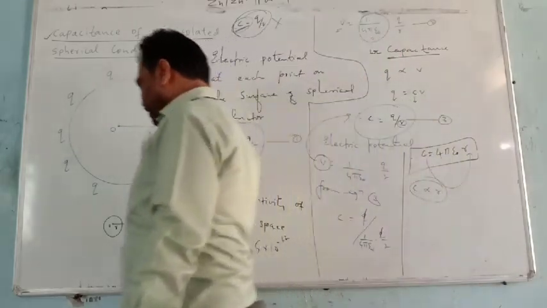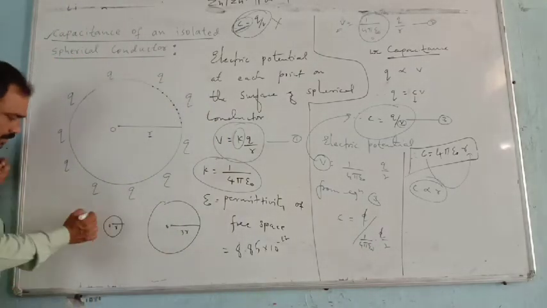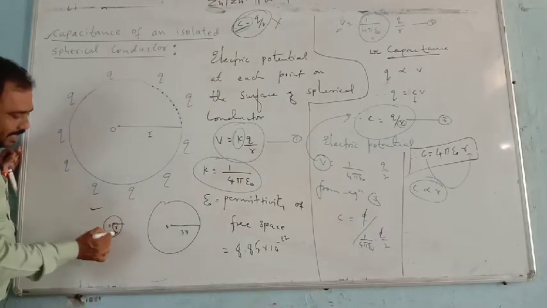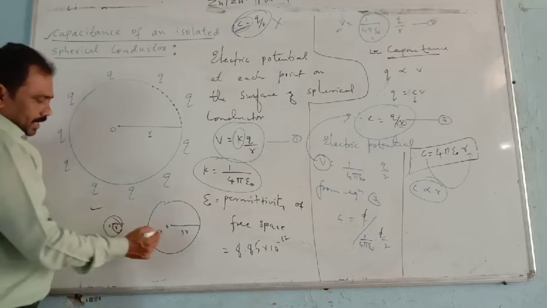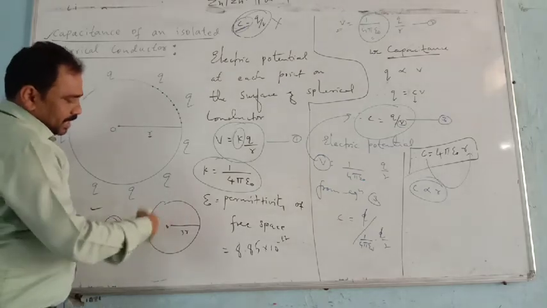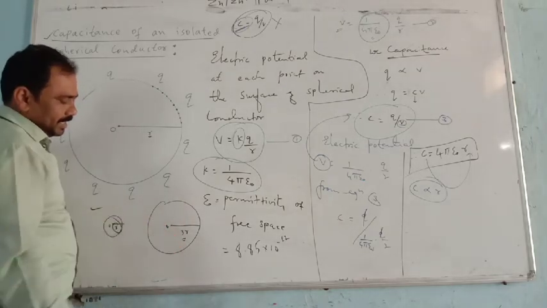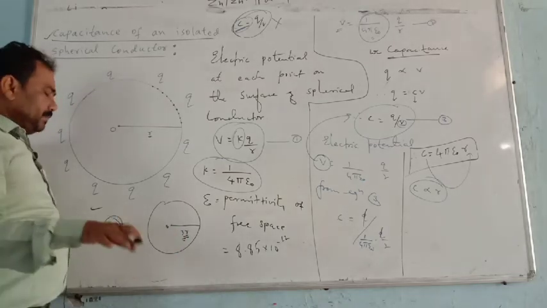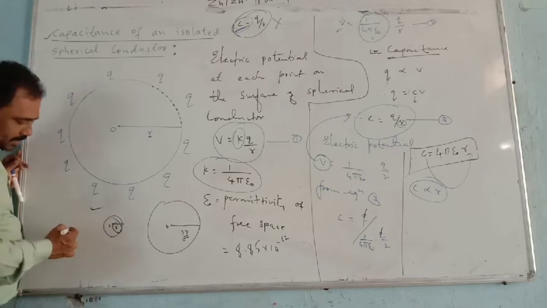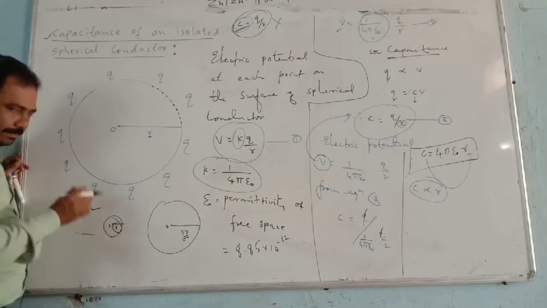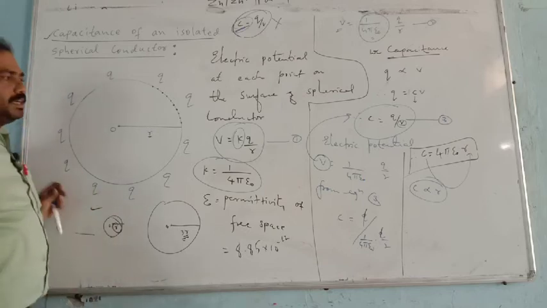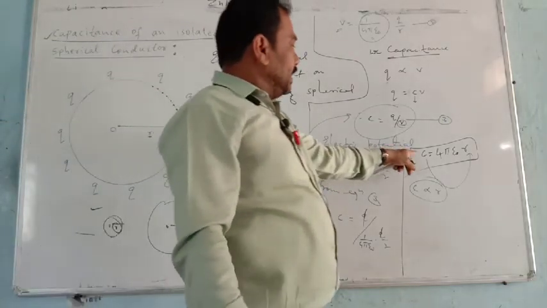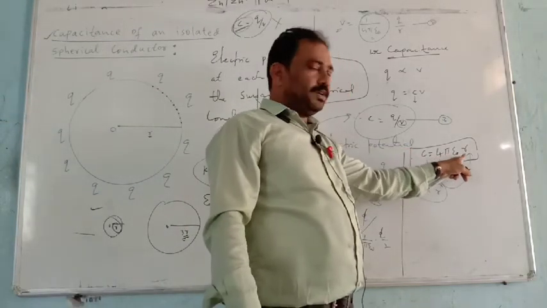Here the capacitance is very small for the small sphere. Why? Because its radius is very small. And the capacitance of this large sphere is greater than this. Why? Because its radius is too large. It means that if the radius increases, then the capacitance also increases. So we can conclude according to this relation that C is equal to 4 pi epsilon naught into R.